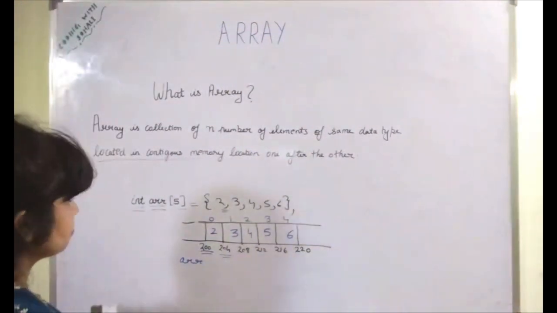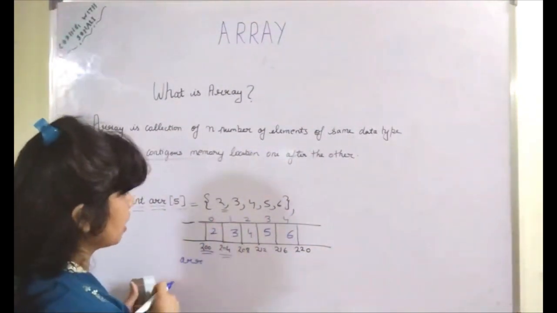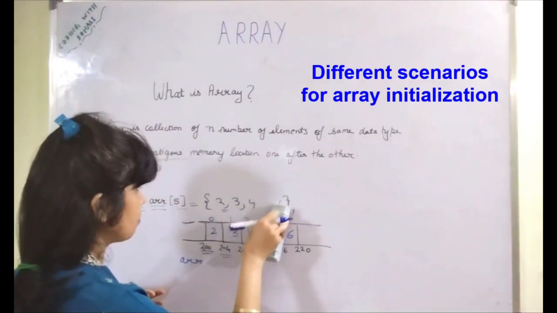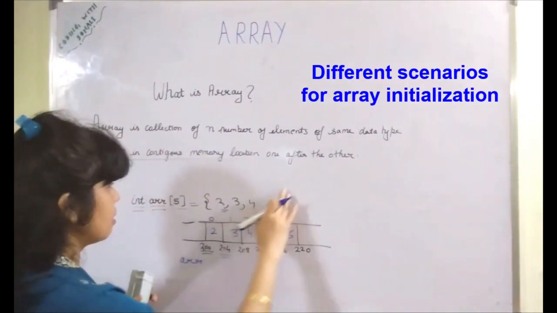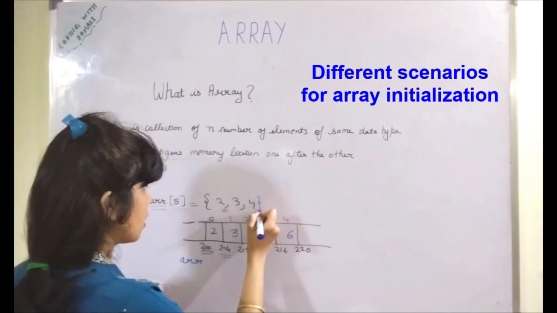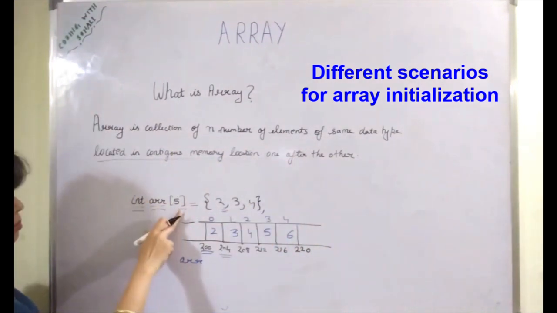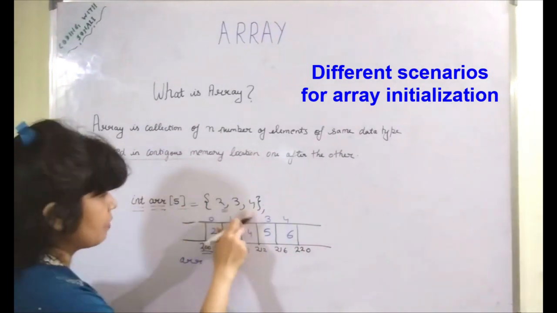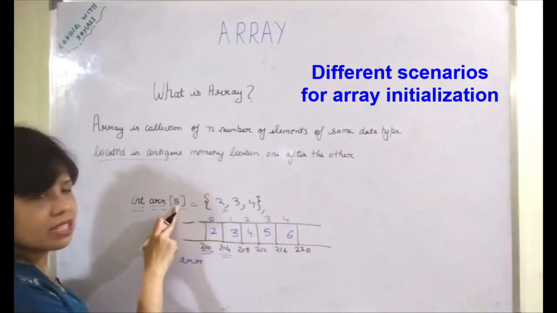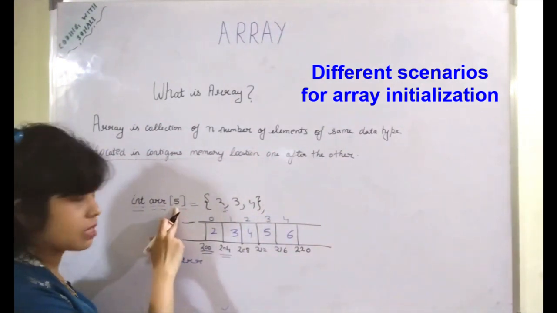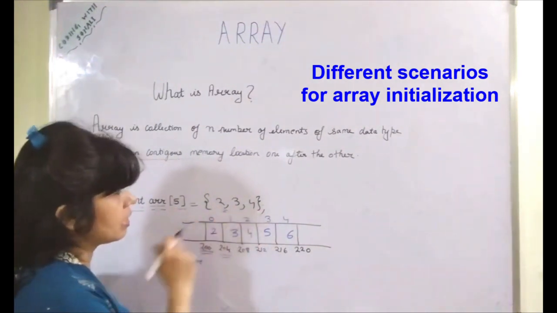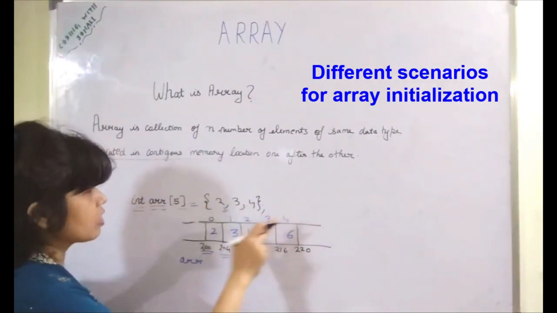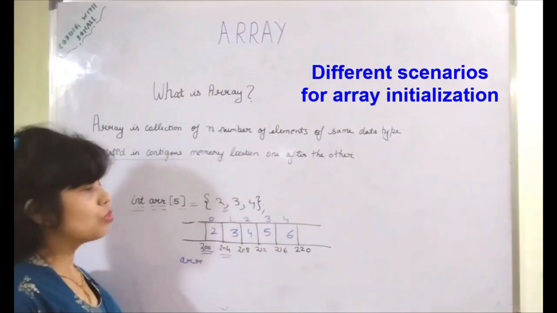Suppose you don't give all these values. If I'm initializing my array, if I'm creating the array, I'm mentioning the size of the array and I'm giving these values. So you can see the size is 5. It can hold 5 elements, but I'm initializing only 3 values. So in that case, the rest of the values will be initialized to 0.